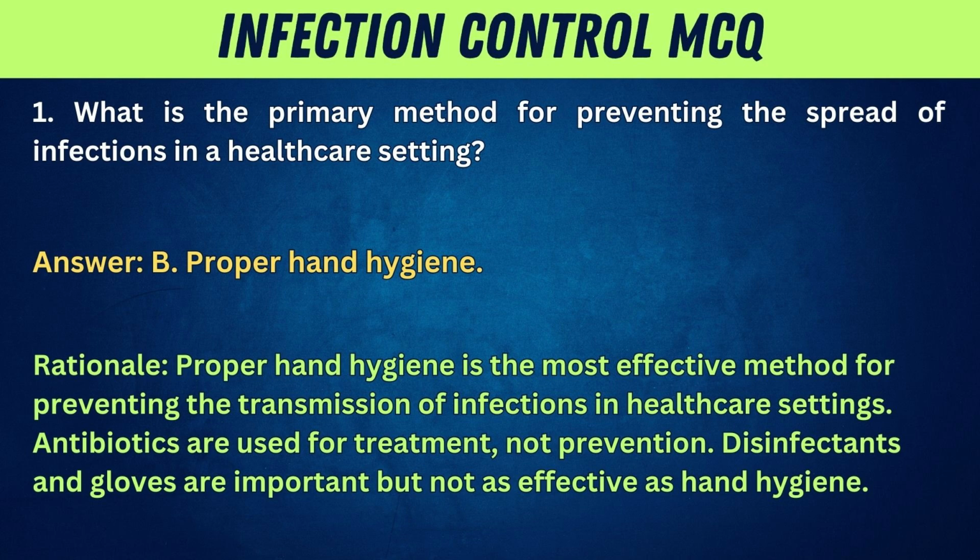Proper hand hygiene. Rationale: proper hand hygiene is the most effective method for preventing the transmission of infections in healthcare settings. Antibiotics are used for treatment, not prevention. Disinfectants and gloves are important, but not as effective as hand hygiene.